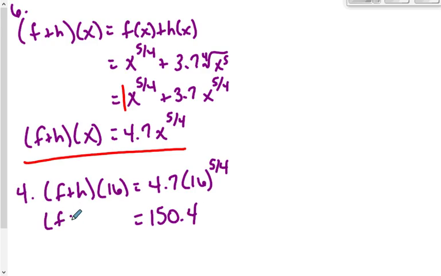So there's my f plus h of 16. Okay? We good with that so far? Last set. We've done 4. Let's go to 5.